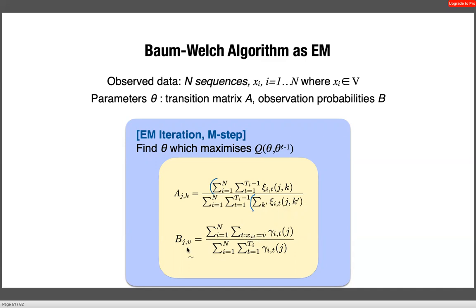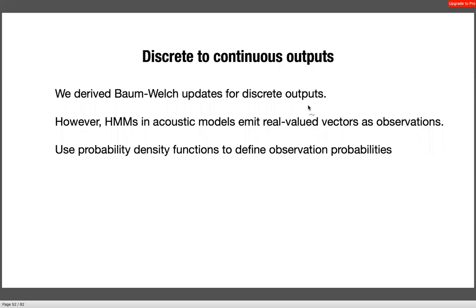All right, and then B sub JV is the emission probability of emitting V, this symbol V in your vocabulary, at state J. That is denoted in the numerator by the summation over all t where xit is V. And then you have the gamma quantities, which you have already defined earlier. So this is the M step. So this is EM. So far we've been considering only discrete outputs and derived all these Baum-Welch updates.